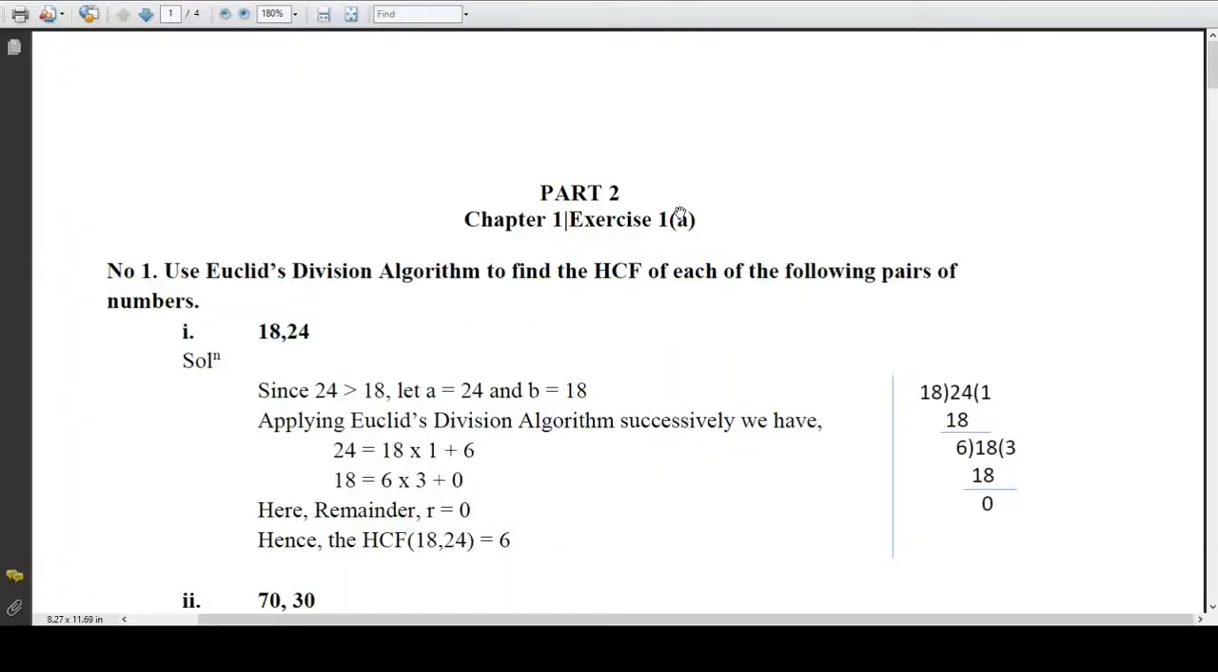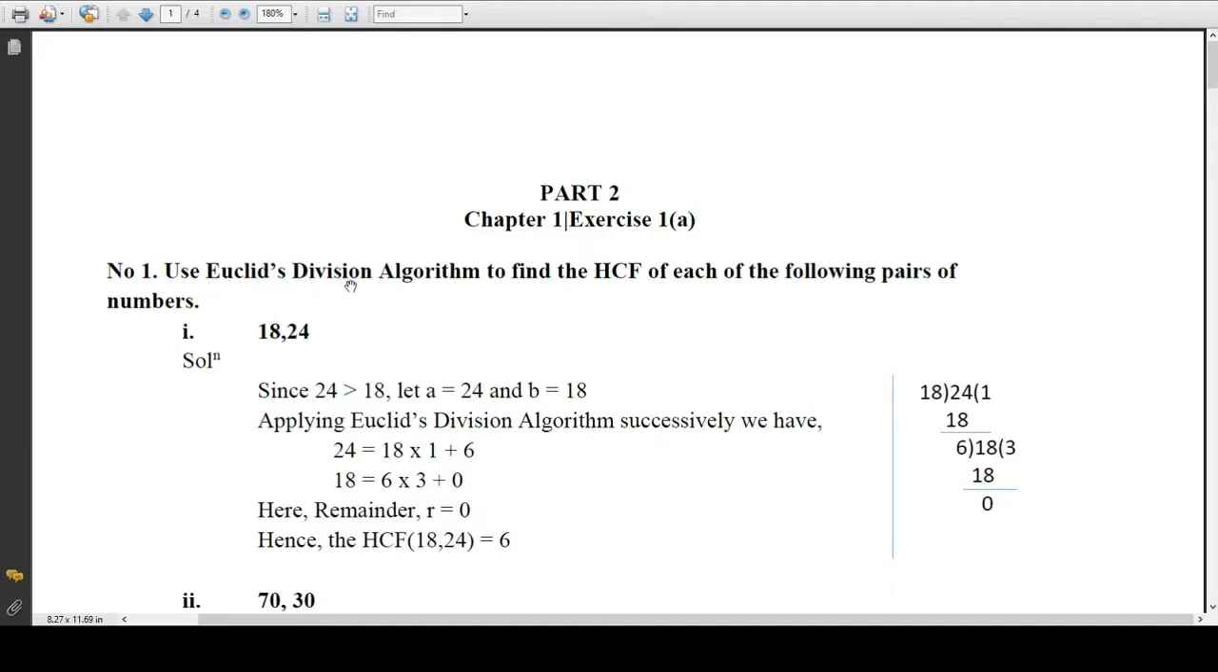Okay, welcome students to this part 2 of chapter 1, which is a chapter on the real numbers. Now here we'll be discussing the first problem from this chapter, problem 1.